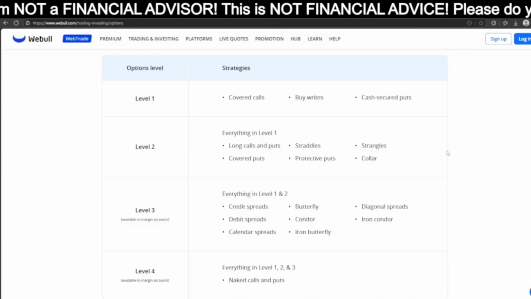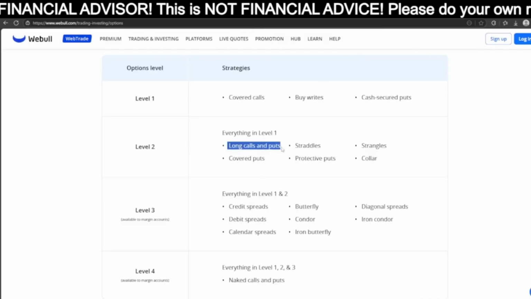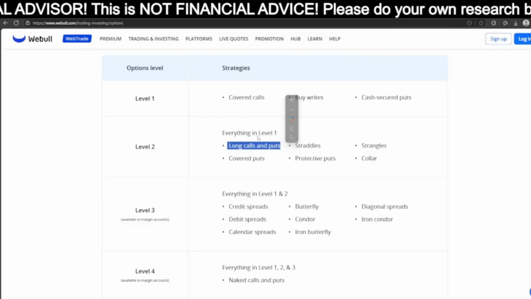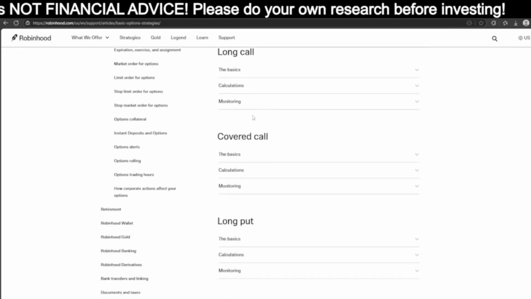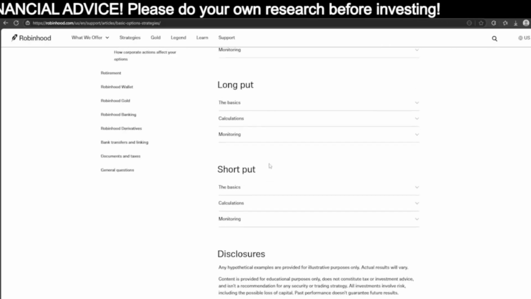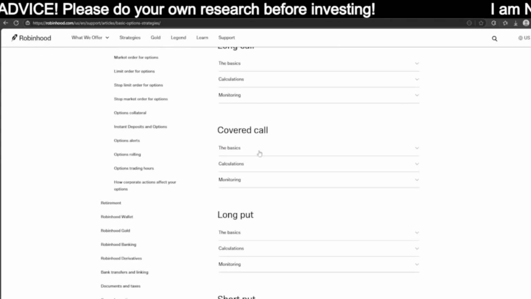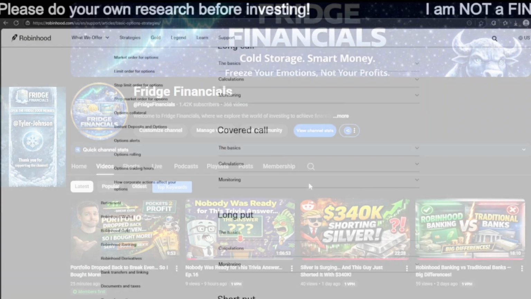The other thing in Webull that we'll cover, that'll be level 2, is going to be just long calls and puts. And you're going to see that in Robinhood's level 2. If you look at Robinhood's level 2 here, we have long call, covered call, long put, and short put. So these are the 4 major ones that we are focusing on for today.